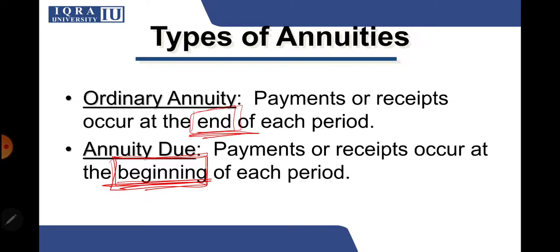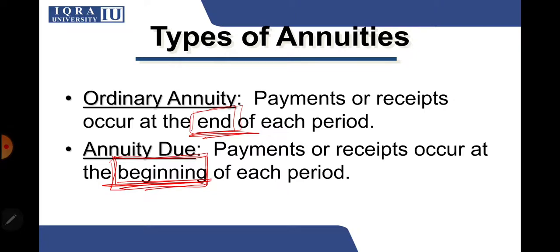So basically, the 3 characteristics will still be there in both types of annuities. So the cash flows will still be equal, they will be equidistant, and you will know when they will end. The only difference is in the timing of the cash flows. In ordinary annuity, let's say the payment is coming every year on 31st December. Then that's an ordinary annuity because the payment is coming at the end of the year. So once a whole year passes, then the payment is coming, whereas annuity due is an advance payment.